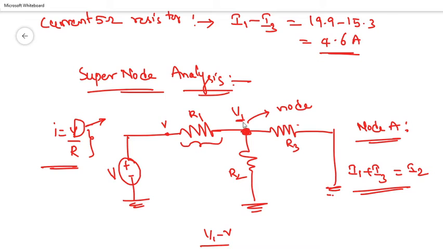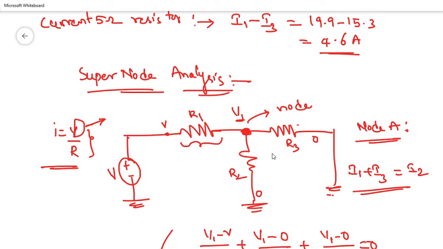And then second, we need to write the current across R2. What is the potential difference? One is V1, the other is 0, because that is connected to ground. So (V1 minus 0) by R2, plus again R3. What is the current across R3? V1, and on the other side the potential is 0. So the potential difference is V1 minus 0, by R3, equals 0. Likewise we are going to apply the nodal analysis.